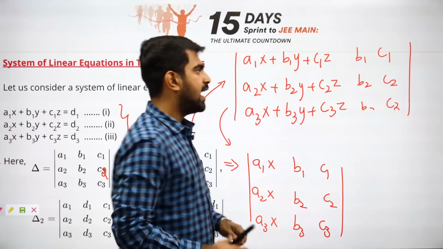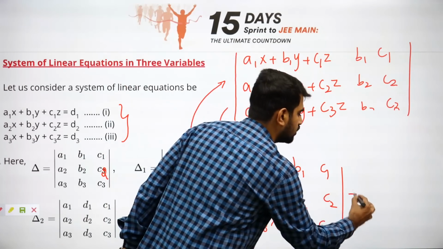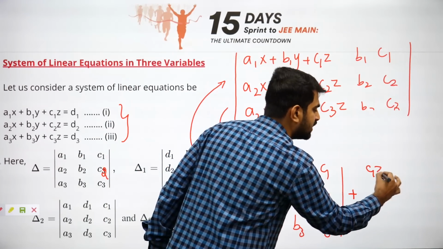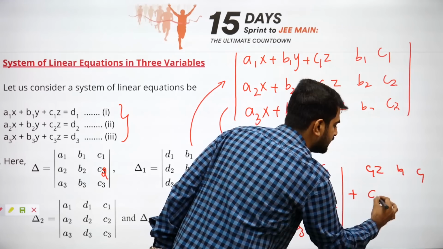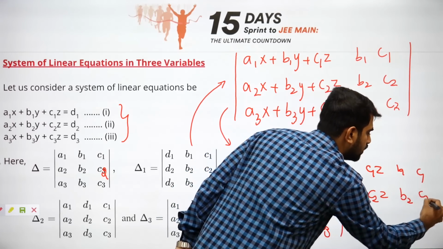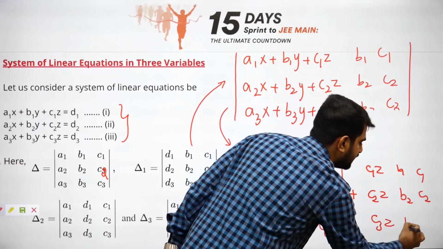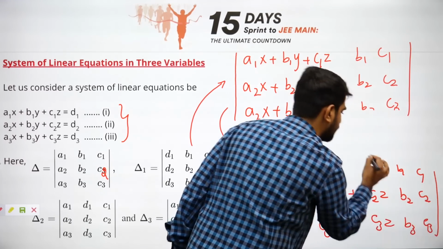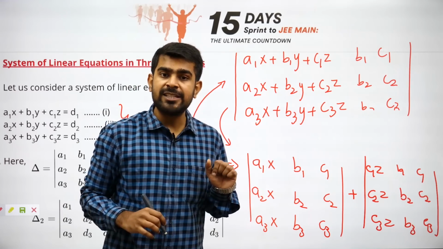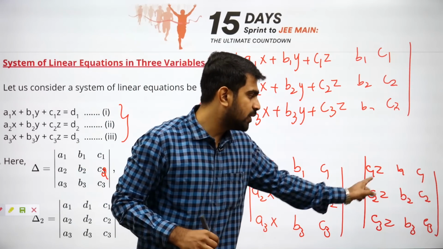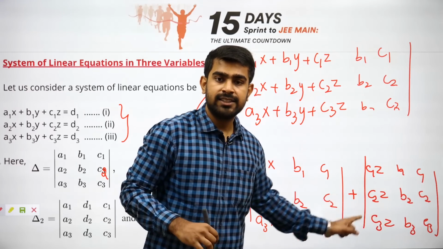So now, after I do that, let me show the last one also. So last one, what did I say? It will be C1Z, B1C1, C2Z, B2C2, C3Z, B3C3. Okay. So now in this one what happens? Now I have C1Z, C2Z, C3Z.